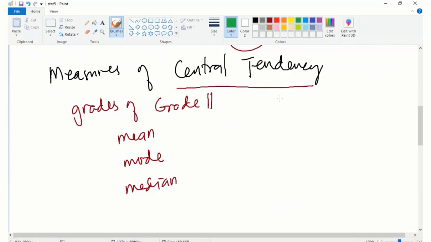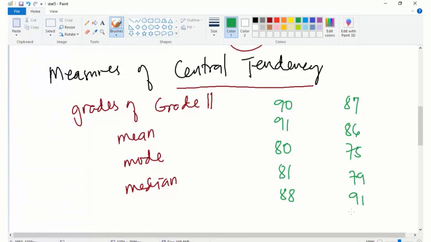So merong naka-average sa inyo na 90, merong 91, merong 80, merong naka 81, merong 88, 1, 2, 3, 4, 5. Tapos merong naka, let's say 87, merong 86, merong 75, merong 79, pero merong naka 91 ulit. Ganyan. So, if we are going to check kung talagang matalino ang grade 11, let's go ahead and get the mean. So, paano kunin ang mean nito? I-add mo lang silang lahat.